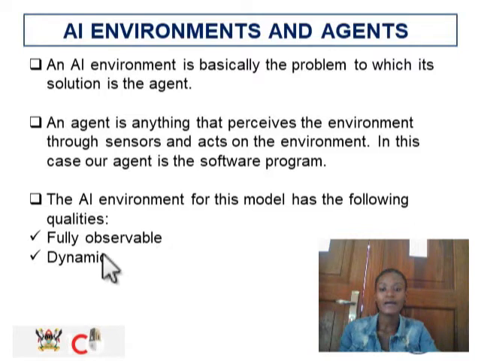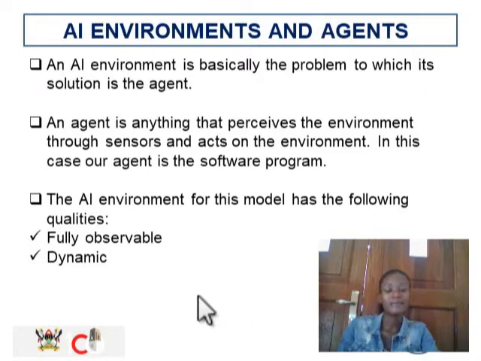Furthermore, I outline the qualities of the environment of our model. Some of them: the environment should be fully observable. As I've said, the AI environment is going to be the human, mainly the human face. It should be fully observable from top to bottom.